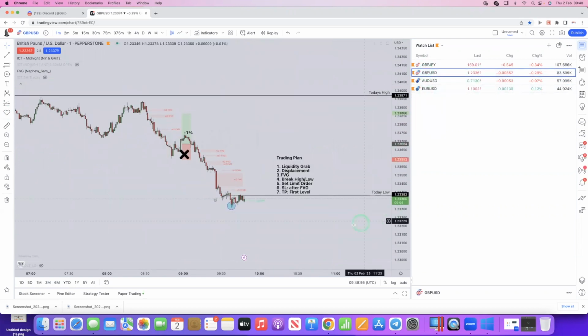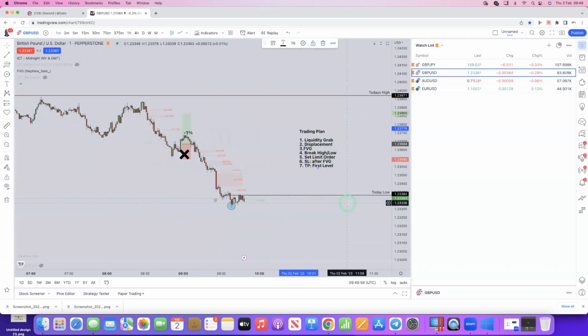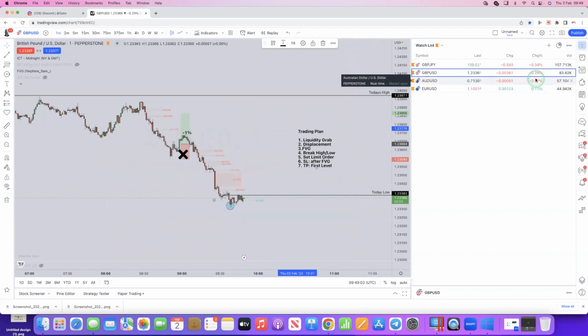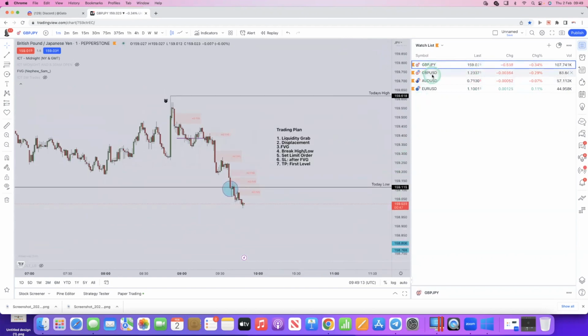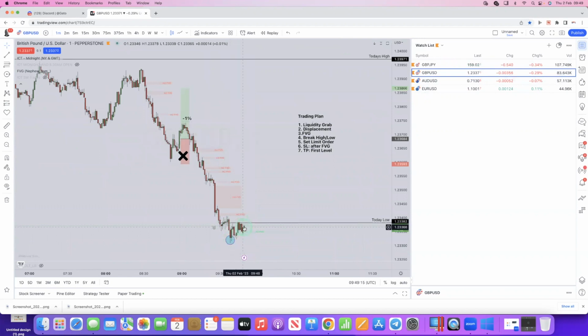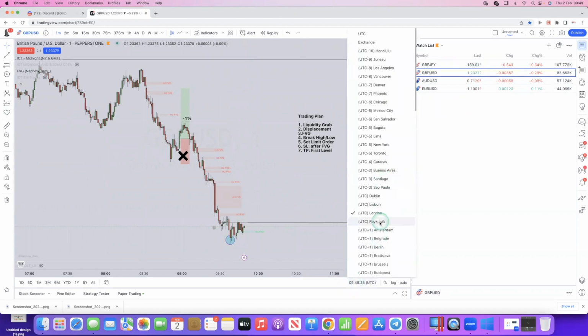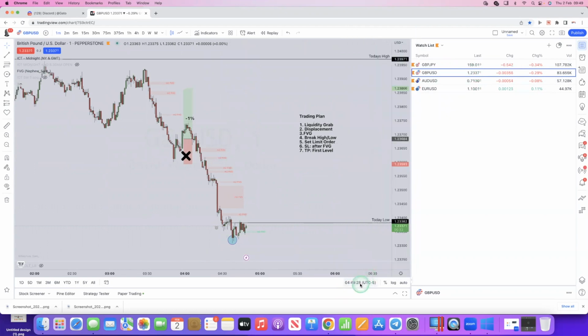GBP/USD, it wants to make a push, but again, 12 o'clock time, we've got high impact news coming from the Bank of England. We are expecting the inflation rate to go up by another 0.5%. So we might not see any sort of major movement in the next hour or so. We're coming up to around 10 to 10 UK time. It's 10 to 5 in the morning in New York, I do believe.